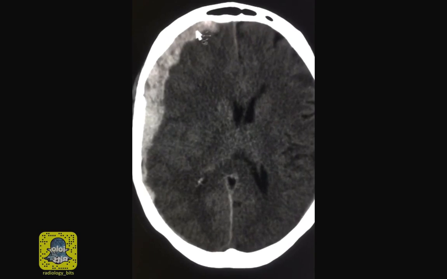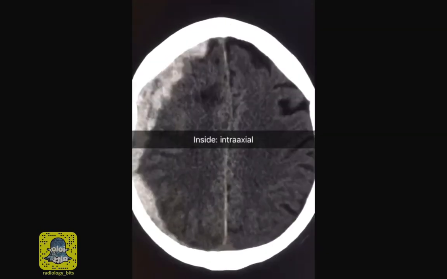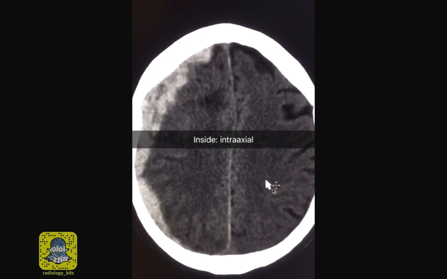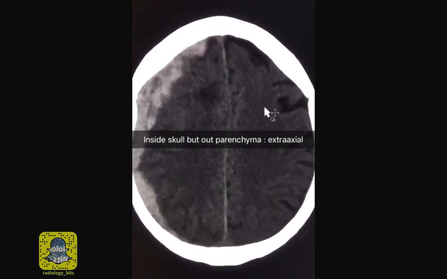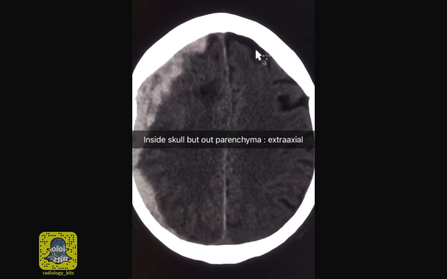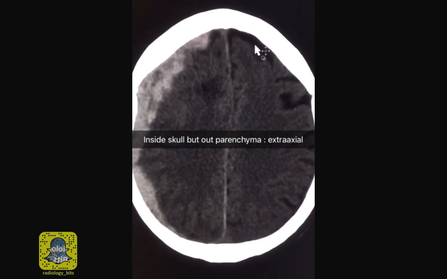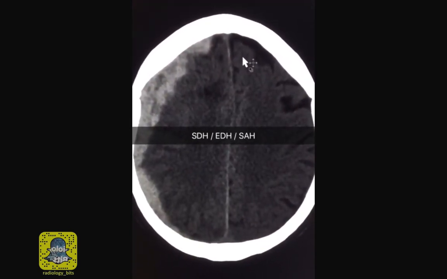Compared to the previous case, you see this abnormal hyperdensity, and we know that one of the causes of hyperdensity would be blood. The two types of acute bleeding within the brain are inside the parenchyma, which we call intraaxial, or what's inside of the skull but outside of the brain parenchyma, which we call extraaxial. When it comes to extraaxial bleeding, you have three types: subdural hematoma, epidural hematoma, and subarachnoid hemorrhage.